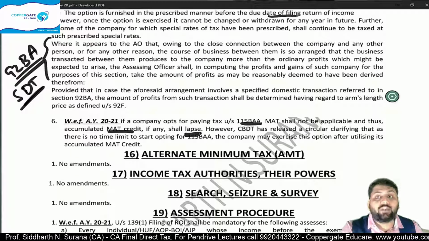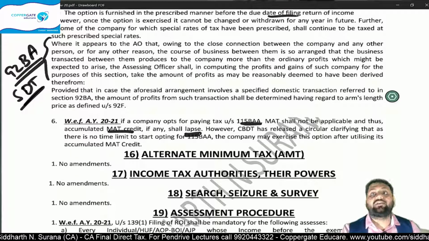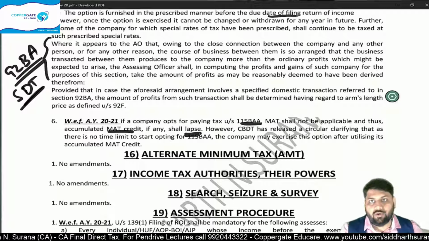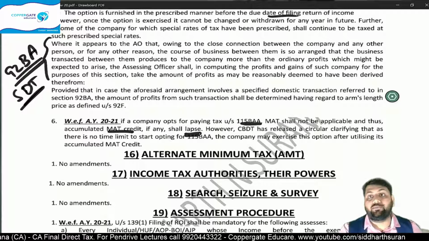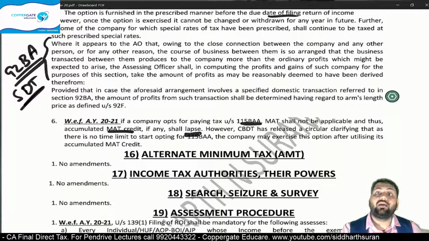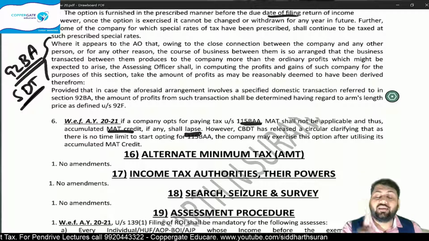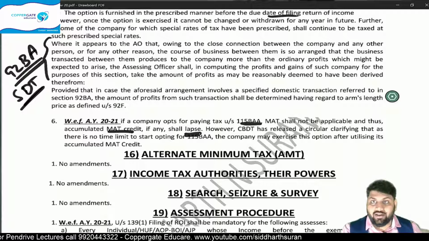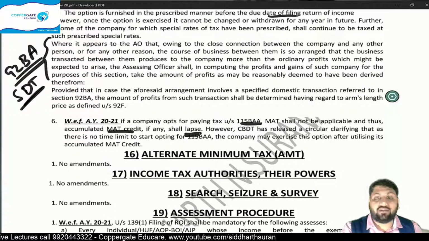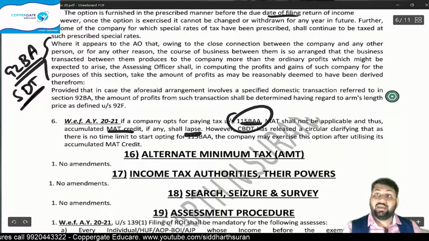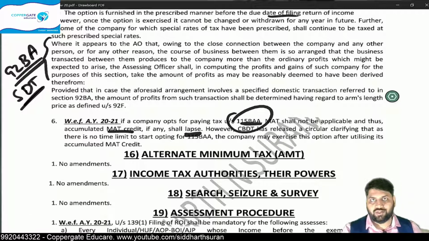So the moment you enter your new tax regime, there is only normal tax, there will be no MAT, then automatically if there is any brought forward MAT credit, it will lapse. CBDT has released another circular and given the assessee an idea that, dear assessees, there is no start date to enter 115BAA. Yes, once you enter, you cannot change, but there is no start date to enter 115BAA. Are we aware of that?